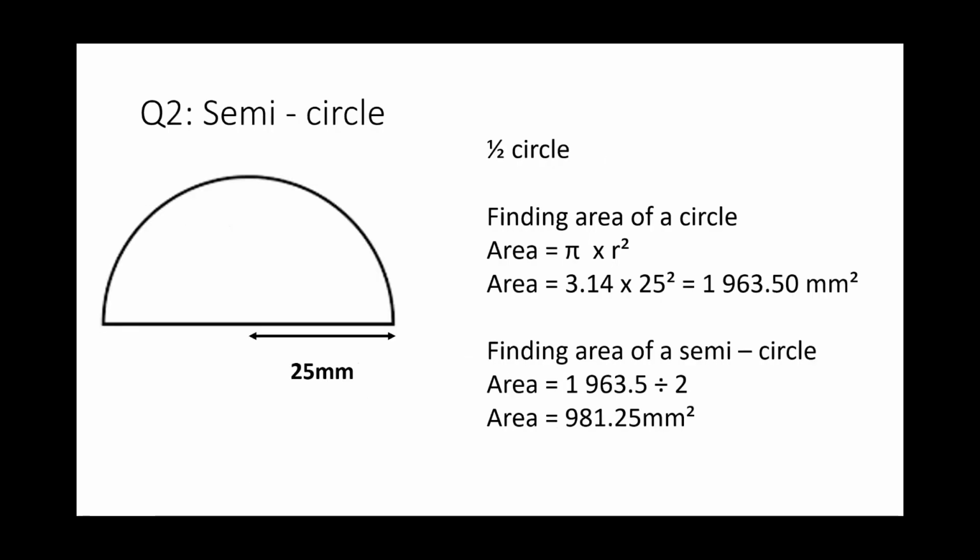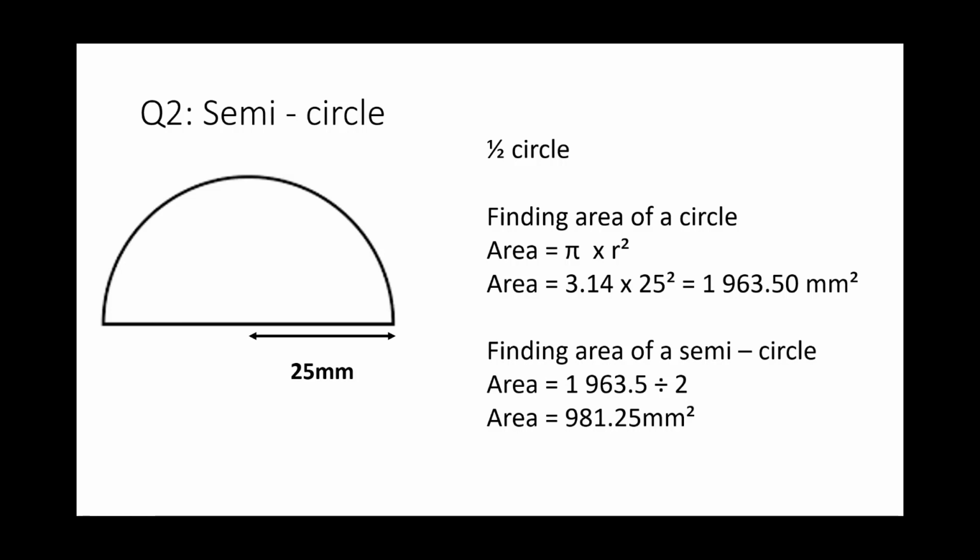Next up, a semicircle. As you can see, a semicircle is half of a circle. So first, the same thing, you will need to find the area of the whole circle. So pi times radius squared, or 3.14 times 25 squared, because the radius is 25 millimeters, and you will have the answer, which is 1,963.50 millimeters squared.